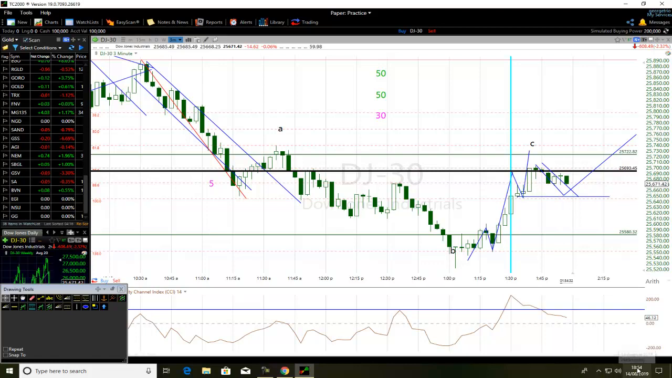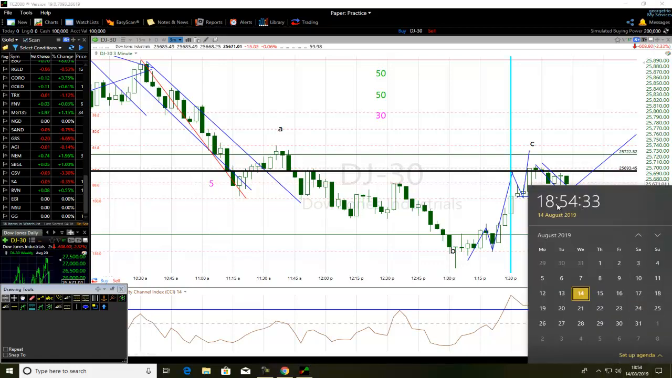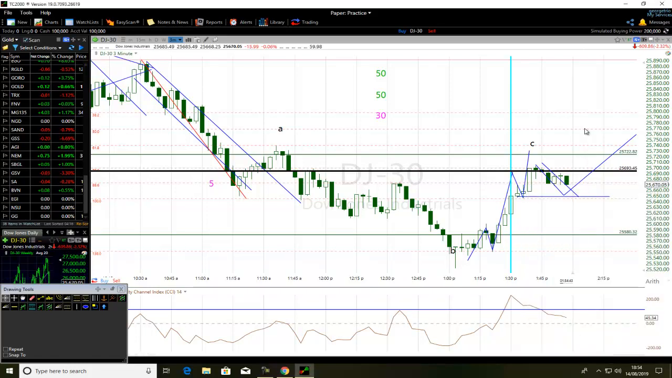Looking at the time of the day, it's now 54 minutes past 6 p.m. We are in a gap period. This is not the best time for day trading or scalping. I'm aware of it, but I can handle it.